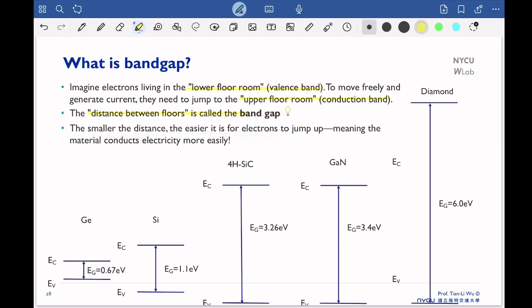So, for example, let's look at a material that we are very familiar with: diamond. Diamond sometimes can be considered a semiconductor, and sometimes can also be considered an insulator. The reason why diamond has a little bit of conductivity but is also very insulating is that diamond has a huge band gap here, about 6 electron volts. So it is very difficult for the electrons at the bottom to jump to the top.